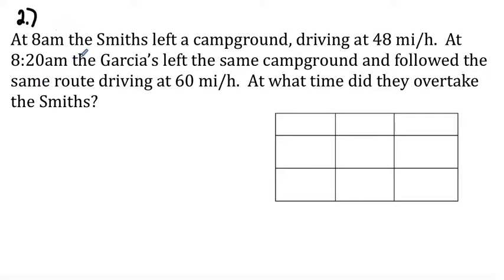Okay, so at 8 a.m., the Smiths left a campground driving at 48 miles an hour. At 8:20, the Garcias left the same campground and followed the same route, driving at 60 miles an hour. At what time did they overtake the Smiths?